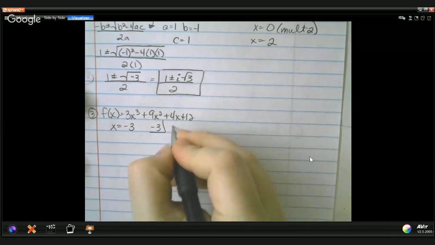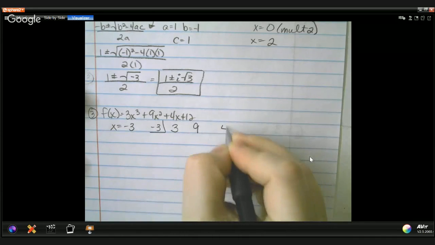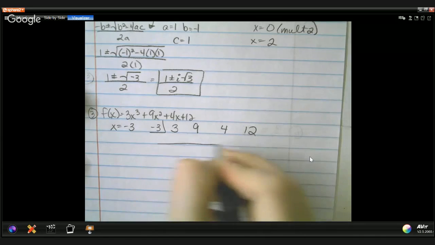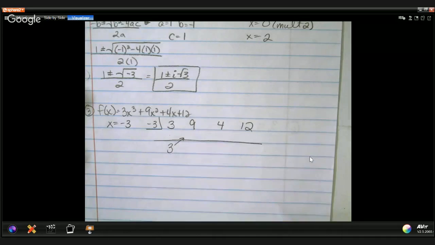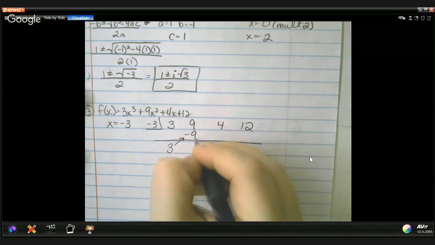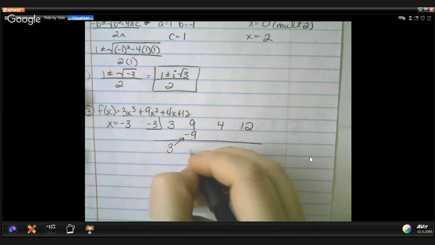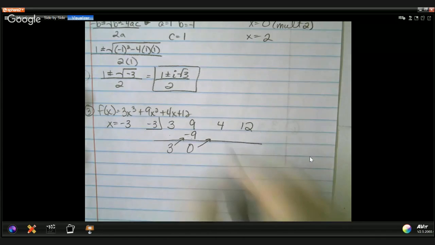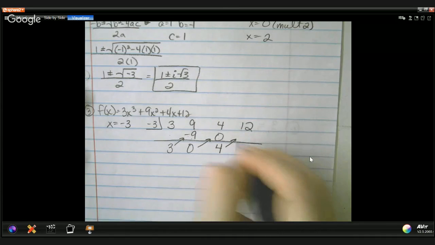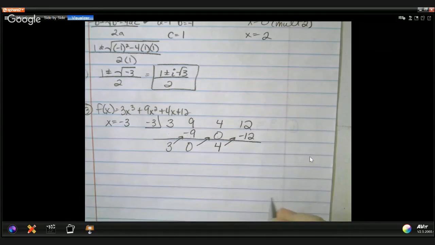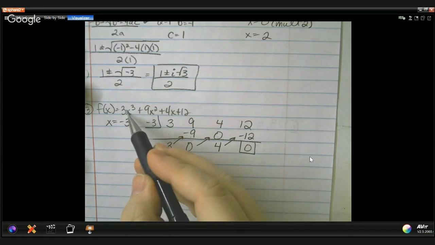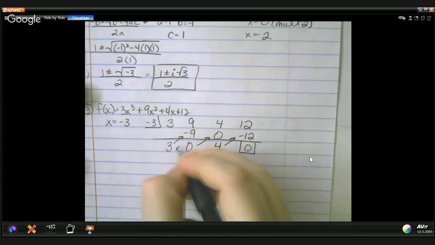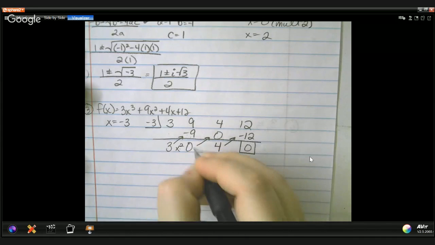So my coefficients are 3, 9, 4, and 12. 3 plus nothing is 3 times what's in the box, -9. 9 minus 9 is 0 times what's in the box, which is 0. 4 plus 0 is 4 times what's in the box, which is -12. And 12 minus 12 is 0. I started with x to the third, so my answer starts with x squared. And so it's x squared, x, and then nothing.